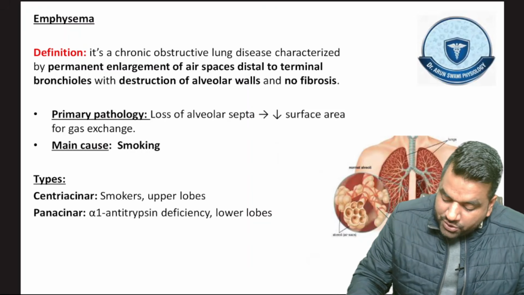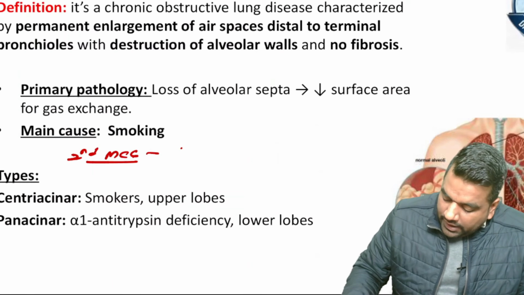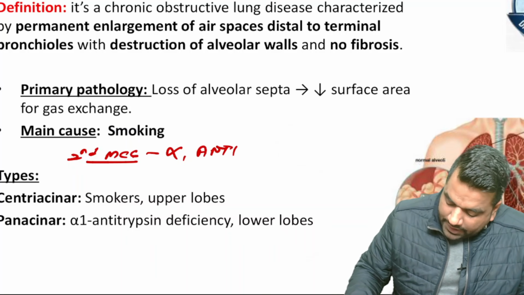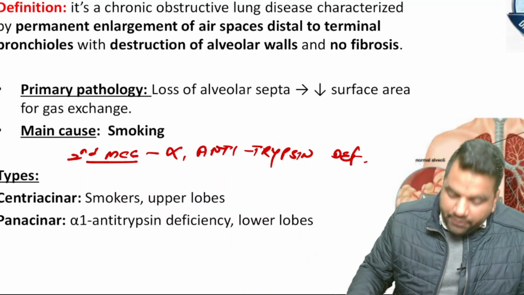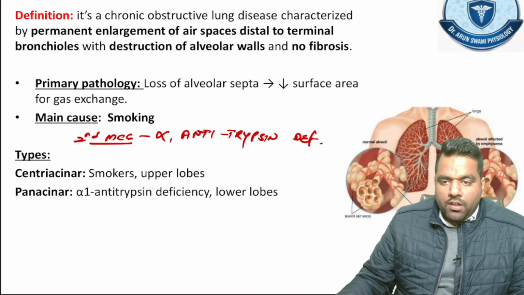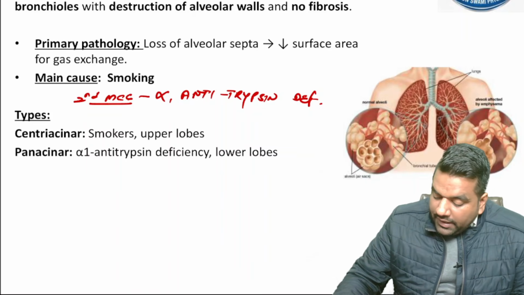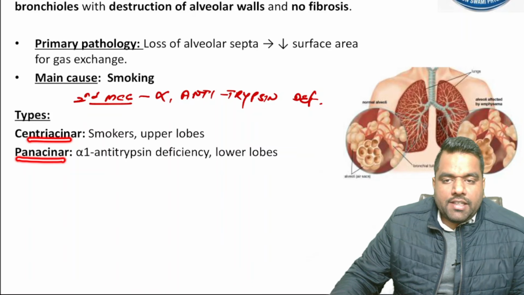And the second most common cause is alpha 1 antitrypsin deficiency. Alpha 1 antitrypsin deficiency. Two types of emphysema are there. Number one is centriacinar, another one is panacinar.